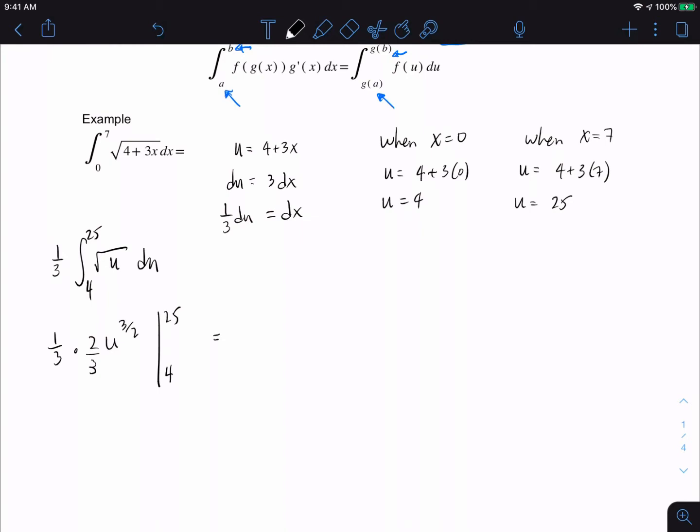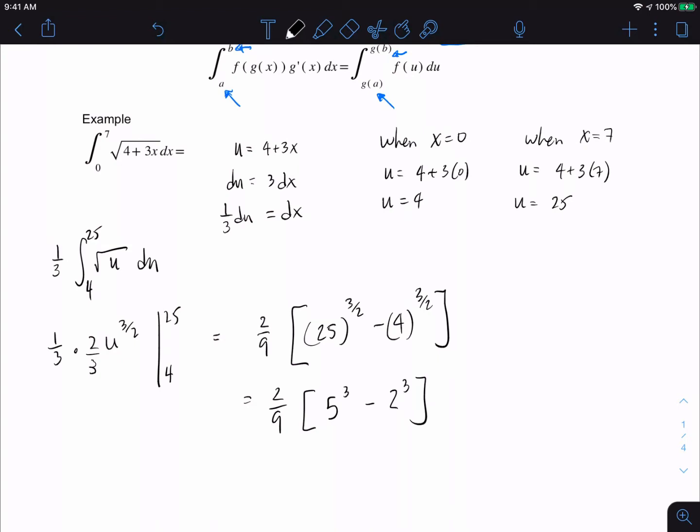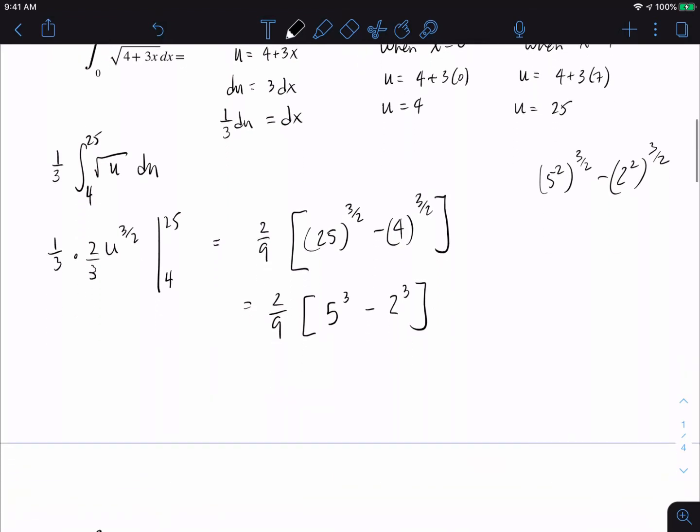And so what I'm going to get is 2/9, and I'm going to get 25 to the 3/2, oops, not 2/3, 3/2, minus 4 to the 3/2, which is going to be 2/9 times 5 to the 3rd minus 2 to the 3rd, and the reason that is, just so you guys know, it's 5 squared to the 3/2 minus 2 squared to the 3/2, and so when you multiply those, the 2's would cancel.